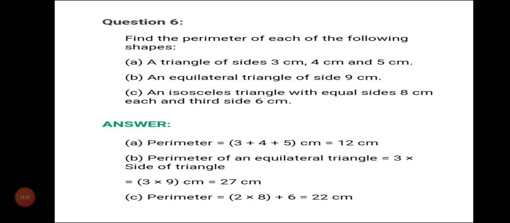Now dear students, question number 6 is very easy. Find the perimeter of each of the following shapes. Now few shapes are given to us, and the length of their sides is also given to us. Like first, A part is a triangle of sides 3 centimeter, 4 centimeter and 5 centimeter. Means all the 3 sides are different. That means it is a scalene triangle.